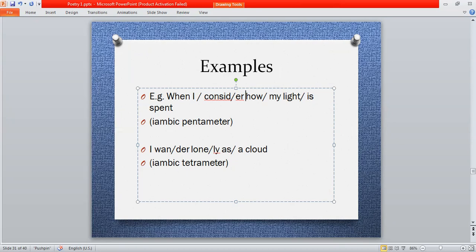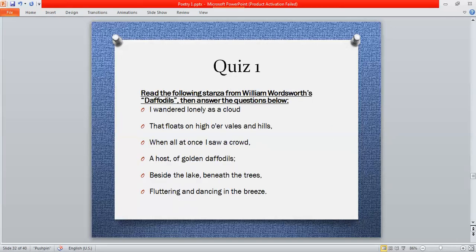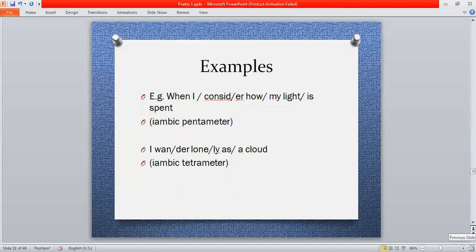Then the final foot is the article a and the OU of cloud. So this makes 4 feet, which is called tetrameter. And because the first vowel sound is unstressed and the second vowel sound is stressed, it's iambic. The iambic is the most popular kind of poetic meter. This is the end of our lecture, followed by quiz 1 on both lecture 1 and lecture 2. Thank you and the best of luck.